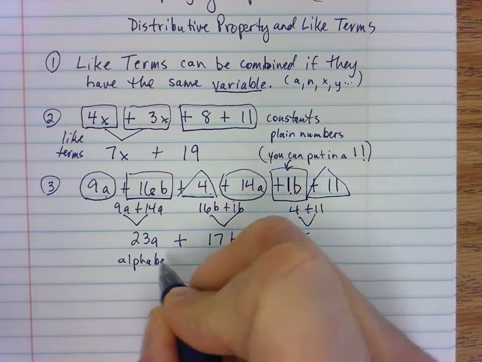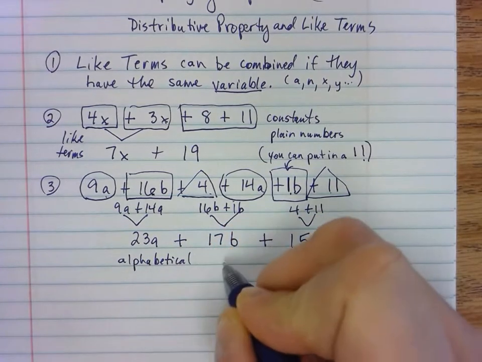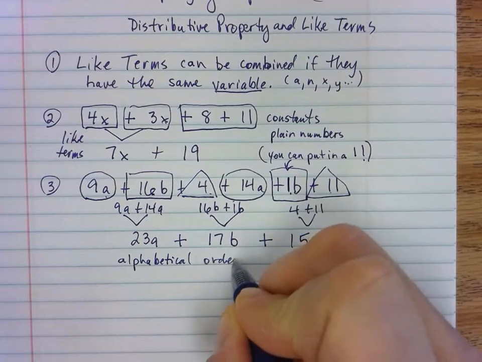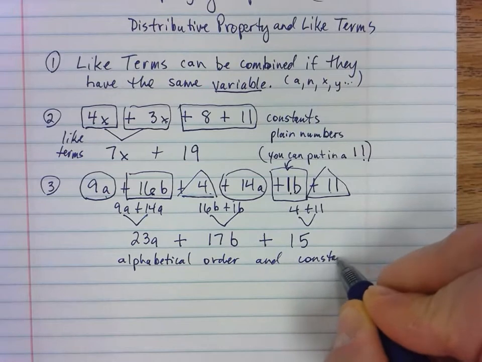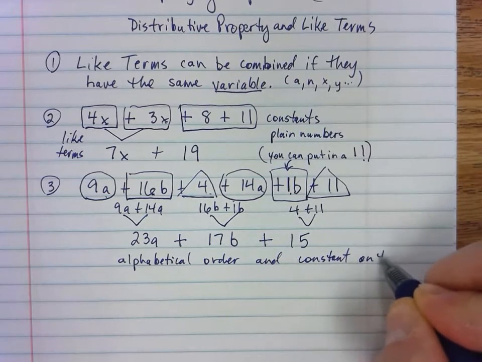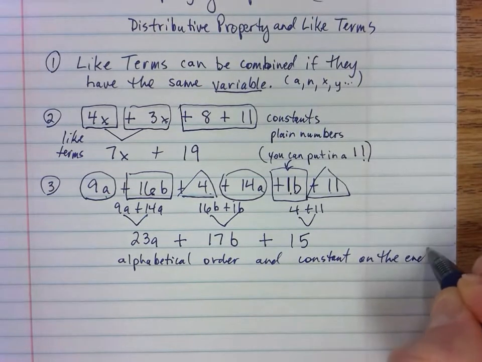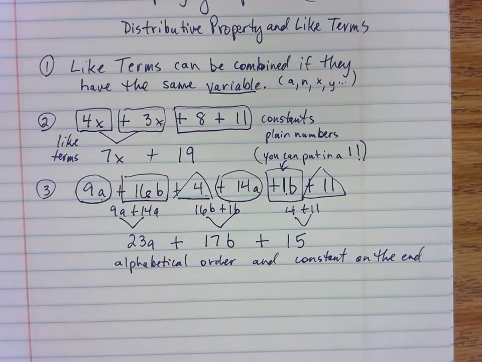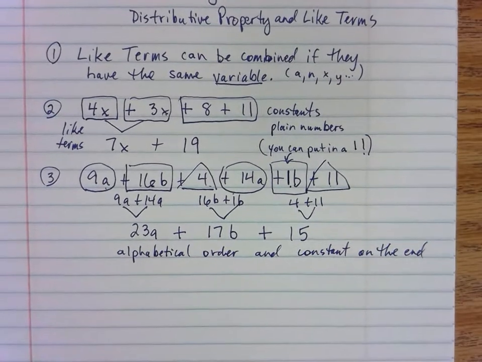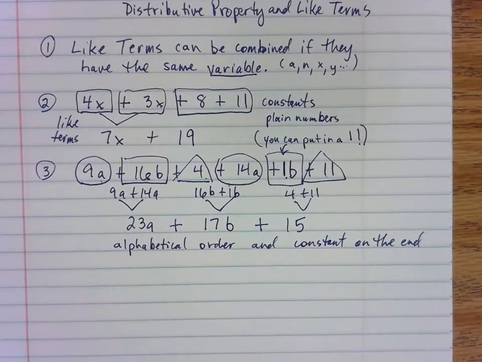So alphabetical order, put the constant on the end, okay? Alphabetical order and constant on the end. So alphabetical, A's came before B's, throw the constant on the end right there, and that of course is the 15.